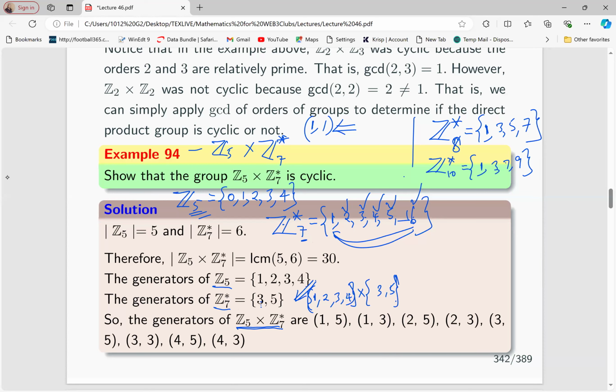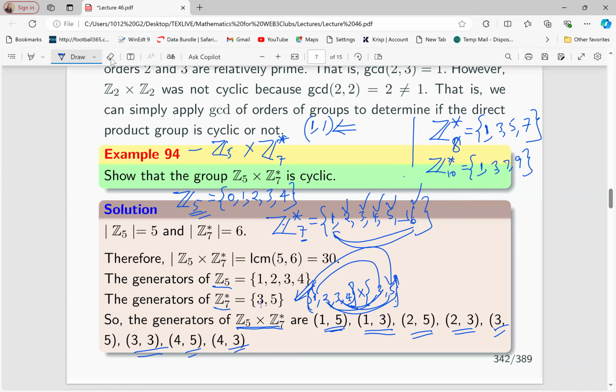So what are the generators of the product? I would combine 1, 3, and you can see it's a generator. I can combine 1, 5, and it's a generator. I'm done with 1. I can combine 2, 3, it's a generator. Combine 2, 5, it's a generator. Combine 3, 3, it's a generator. Combine 3, 3, 5, another generator. Combine 4, 3, it's a generator. Then 4, 5 is a generator. So all these are generators.